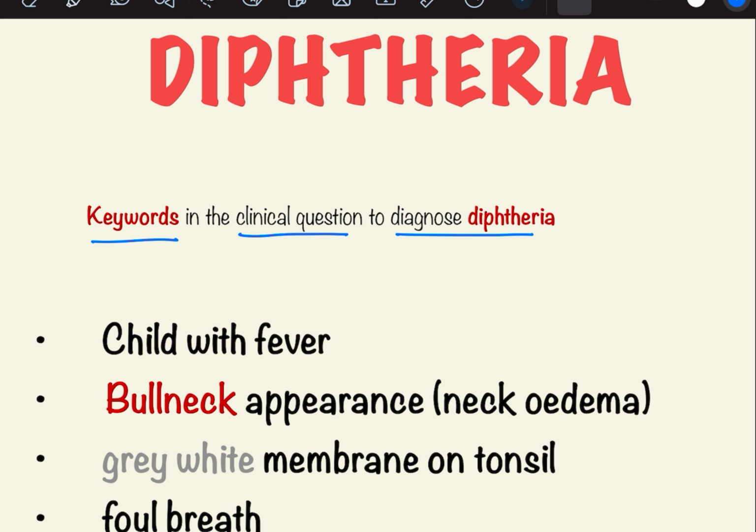In the question we can observe words like bullneck and gray-white membrane on the tonsil. It is generally present in children, and the child presents with fever and foul breath, and the throat swab, when sent for examination, shows gram-positive bacilli. So the keywords here are bullneck appearance, gray-white membrane on the tonsil, and foul breath. When you observe these points, you have to diagnose that the question is asking about diphtheria, and you have to write about Corynebacterium diphtheriae.